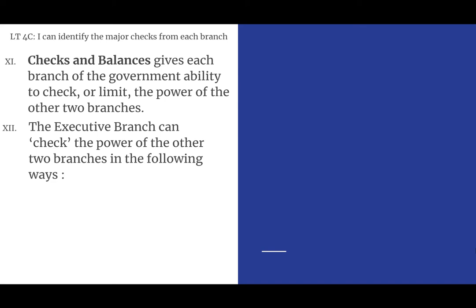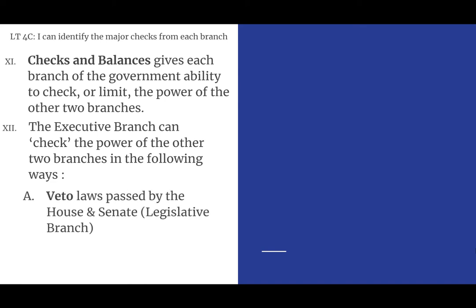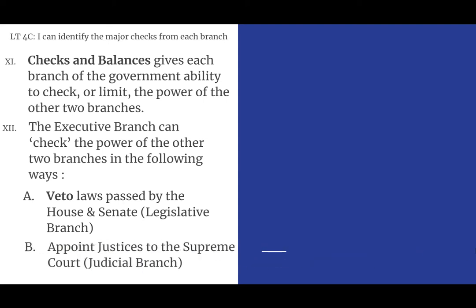An example of how the executive branch can check the power of the other branches is that the president can veto laws passed by the legislative branch. Those vetoes get sent back to the legislative branch, and then they have to figure out how to change it, or they can override the veto, which is one of their checks over the executive branch. But this is the major check on the legislative branch that the executive has.